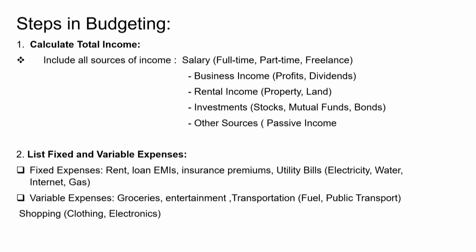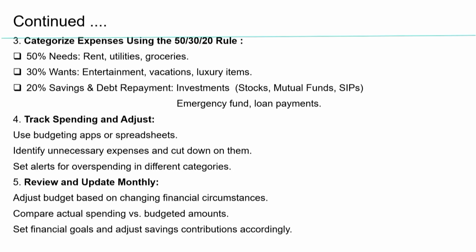Whereas variable expenditures are the expenses that are incurred on the payment of groceries, entertainment, transportation, fuel, public transportation, shopping, clothing, etc. So we need to first understand what different types of expenditures we have, and we need to categorize these expenditures into two different categories, fixed and variable, so that we can move forward to the next step of budgeting.